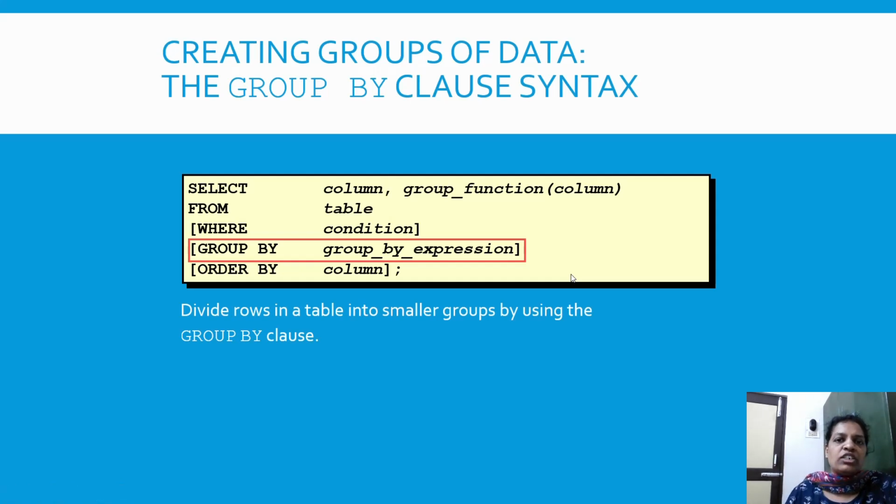So next one, creating groups of data, the group by clause syntax. The group by clause, it all comes under the aggregate function. So the aggregate function comes and should be under the group by expression. Okay, group by and order by column. So select column, group function, column, group function, average, maximum, that one. Then from table where condition is given, group by the group expression, order by the column. Everything is given here.